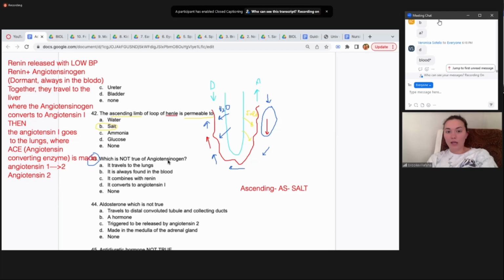Good. Angiotensinogen does not travel to the lungs. It's always found in the blood. It does combine with renin. It does convert to angiotensin 1, but it does not travel to the lungs. It travels to the liver. Does that make sense? 44, aldosterone, which is not true of aldosterone.